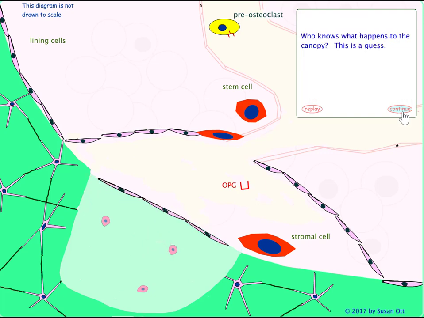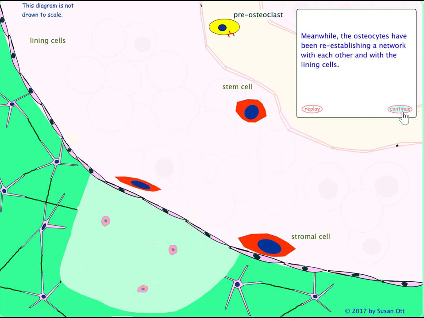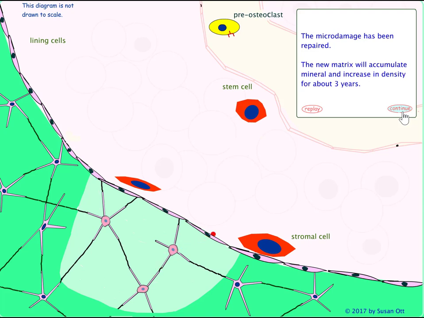Who knows what happens to the canopy? This is a guess. Meanwhile, the osteocytes have been re-establishing a network with each other and with the lining cells. The microdamage has been repaired. The new matrix will accumulate mineral and increase in density for about 3 years.